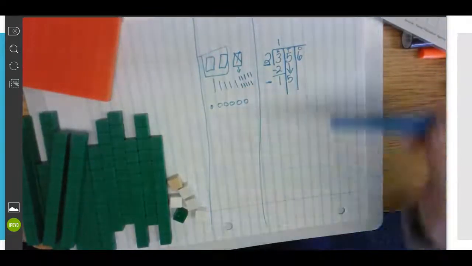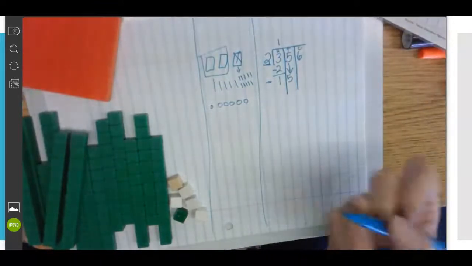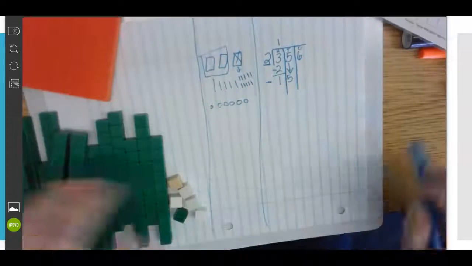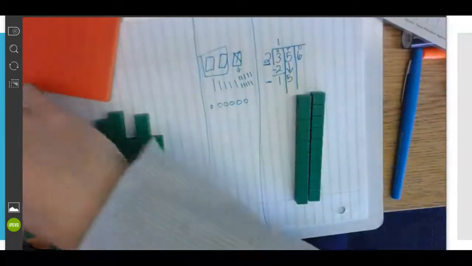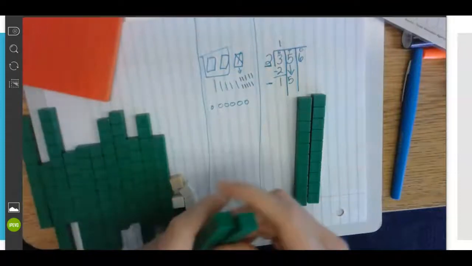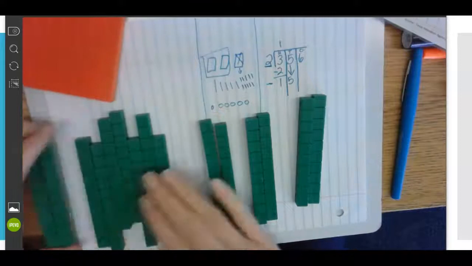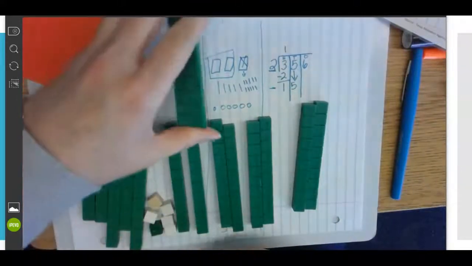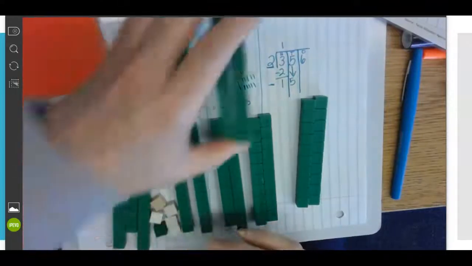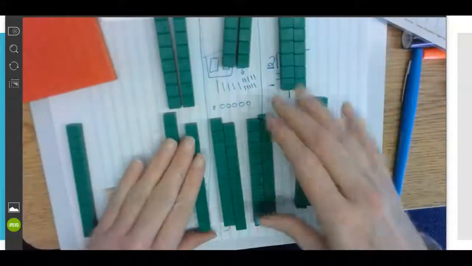How many groups of 2 can I make with 15? Well, I can draw it. I can start making groups of 2 with my blocks. So let's see. 1, 2, 3, 4, 5, 6, 7. I can make 7 whole groups of 2.